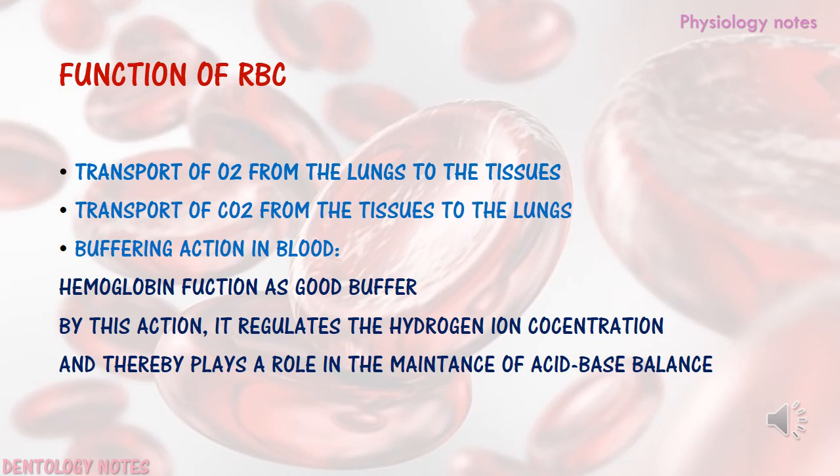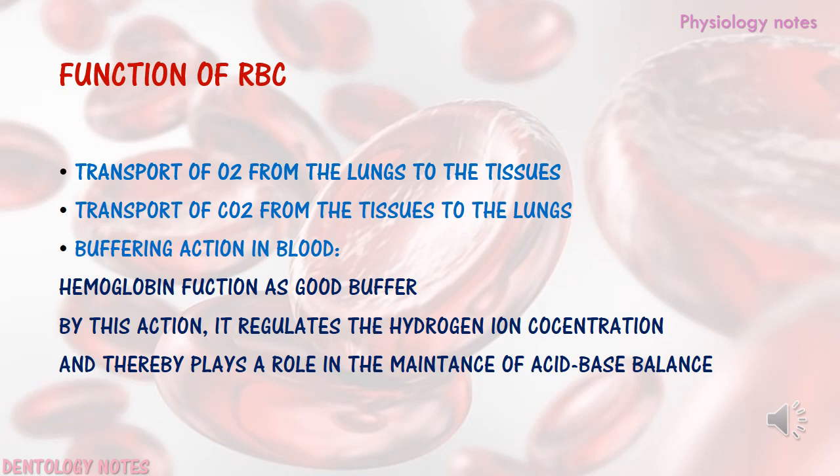Function of RBC. Transport of O2 from the lungs to the tissues. Transport of CO2 from the tissues to the lungs. Buffering action in blood. Hemoglobin is a good buffer. By this action, it regulates the hydrogen ion concentration, and thereby plays a role in the maintenance of acid-base balance.